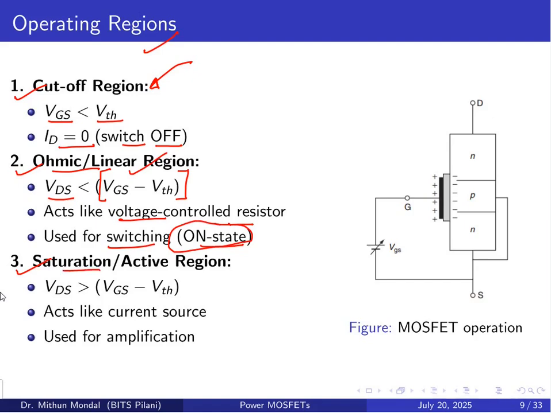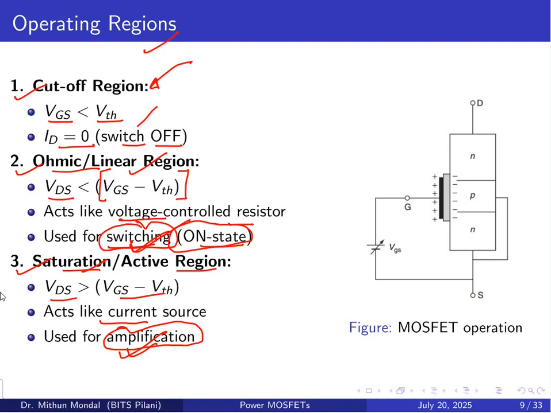In the saturation or the active region, the drain to source voltage will be greater than the difference between the gate to source voltage and the threshold voltage. This will be acting like a current source, and this is used for amplification purpose. So you have two important purposes. One is the switching and second is the amplification. When you require amplification, you go with the saturation mode or region of operation. When you require the switching mode, you basically go with the linear region. So if the MOSFET is to be off, then it is in the cutoff region.